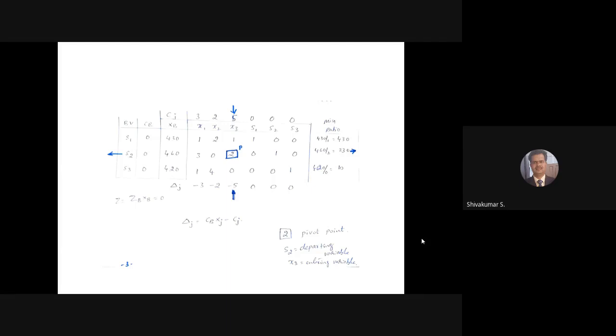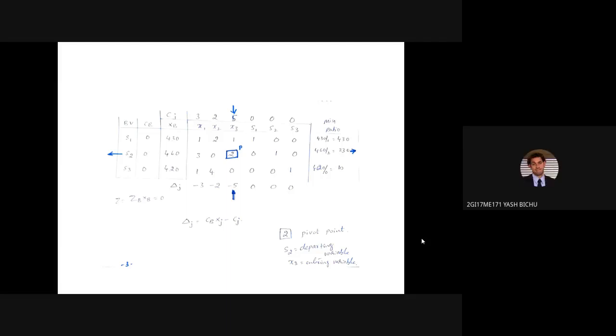Remember, in the second row, you have the minimum ratio of 230. So the departing variable is s2, and minus 5 is the highest negative value. So x3 becomes the entering variable now. Understood now? x3 entering variable and s2 departing variable.